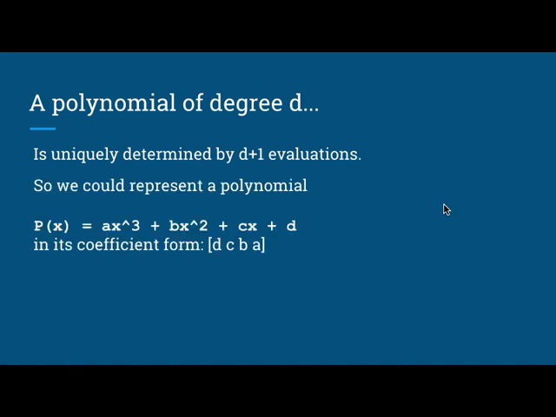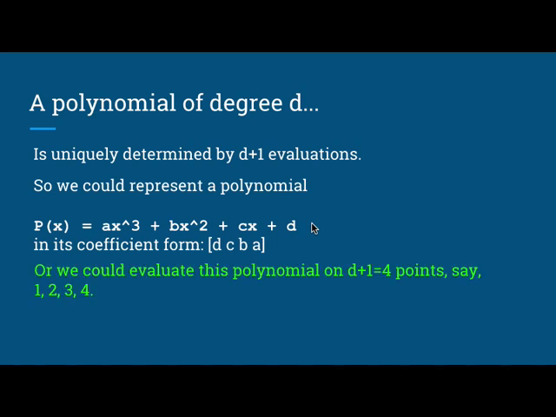So essentially we could represent a polynomial of the form ax cubed plus bx squared plus cx plus d in its coefficient form. We can write it as a vector, which is dcba. You've seen vectors written as columns. For the sake of space, this is written as a row, but you should be writing it as a column, okay? So don't get confused by that.